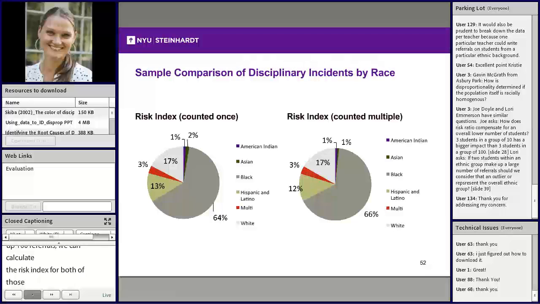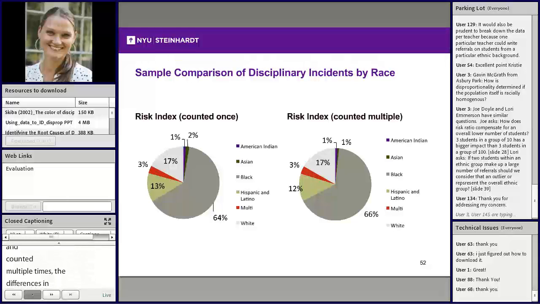And this slide here that I have up is something I've found working with this data: oftentimes, although there is a student, and it may be in a particular racial group, that is the one on everybody's radar, that is constantly referred and has disciplinary action, the differences in the risk ratio are often very little between when they're counted once and counted multiple times, the differences in disparities by race.